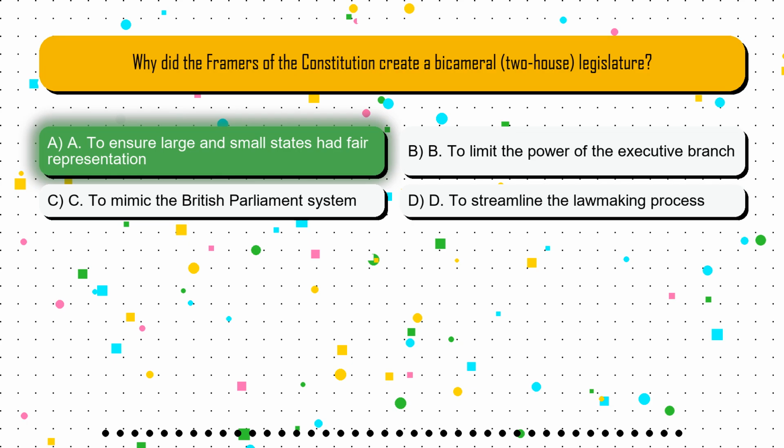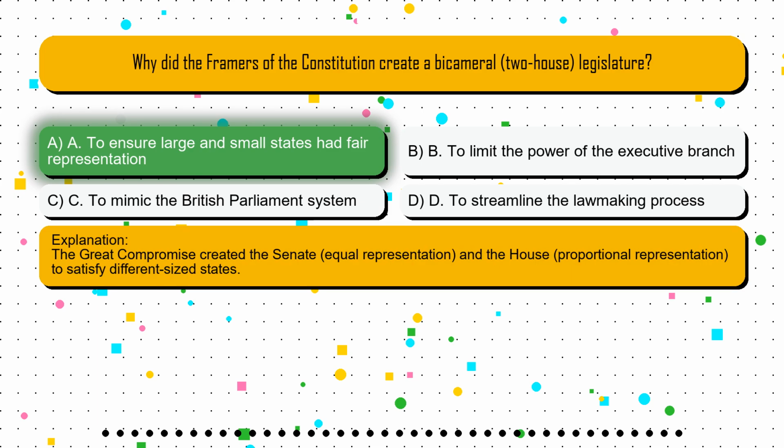The correct answer is option A. To ensure large and small states had fair representation. The Great Compromise created the Senate, equal representation, and the House, proportional representation, to satisfy different-sized states.